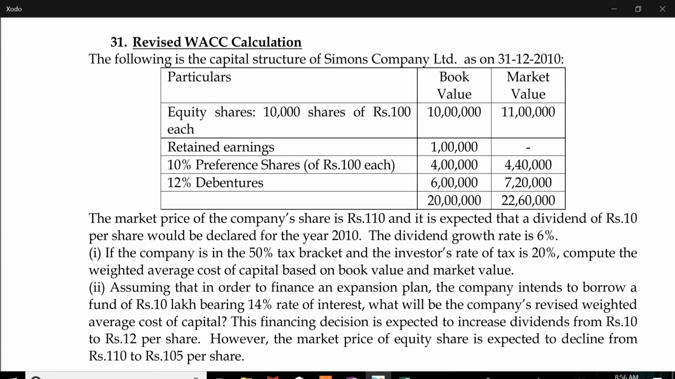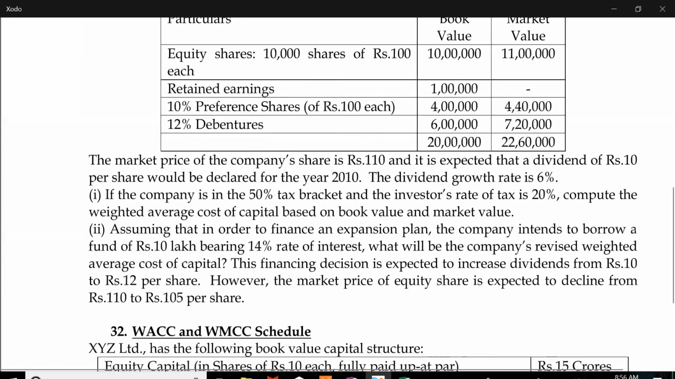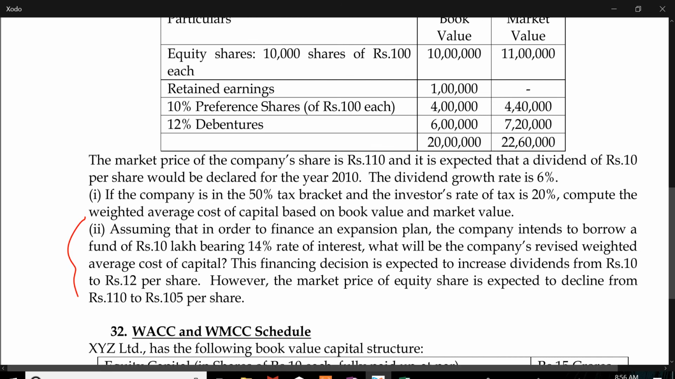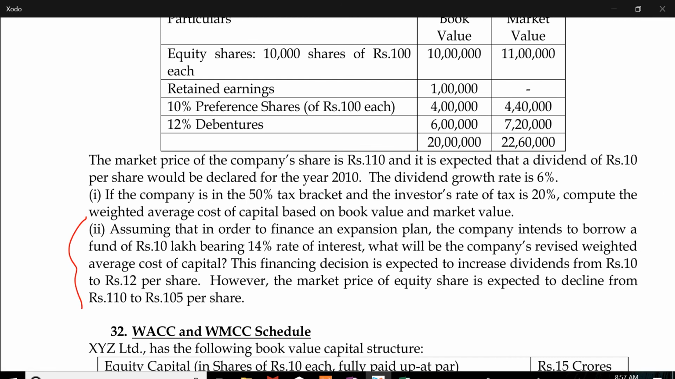Assuming that in order to finance an expansion, the company intends to borrow something, this financing decision is expected to increase dividend. However, the market price is expected to decline, and we are required to answer the revised WACC. Only the additional part is this. The second part of the question is going to be new to you, something called a revised WACC. The first part is what we have been doing till now. There is nothing new there. So let's start with part 1 of the question.